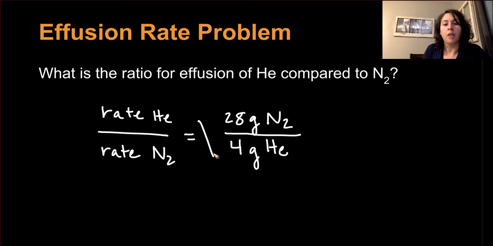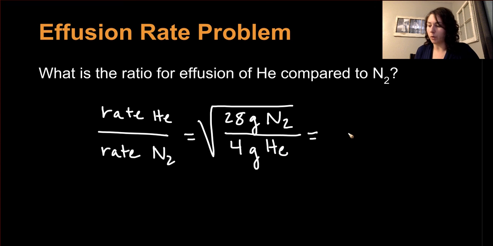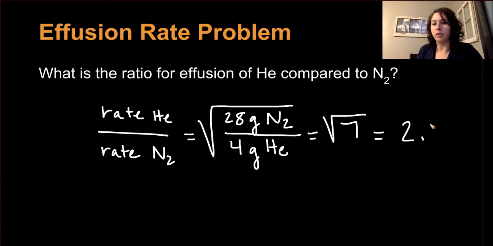We want to take the square root of that. The first thing we do is divide: 28 divided by 4 gives us 7. Then we take the square root of 7, and we find that our ratio is going to be 2.7. That tells us that helium is going to effuse or diffuse 2.7 times faster than nitrogen.